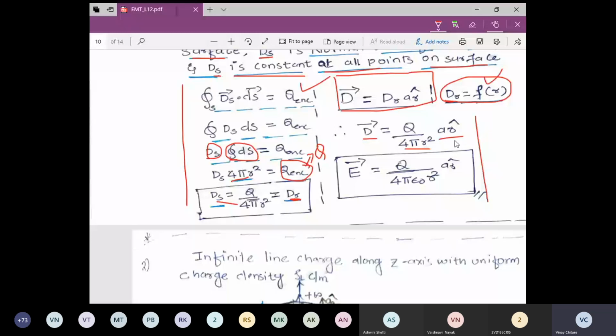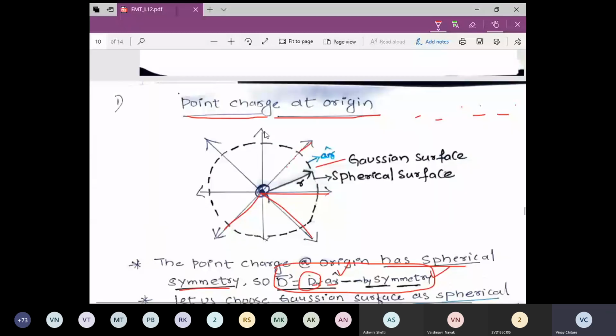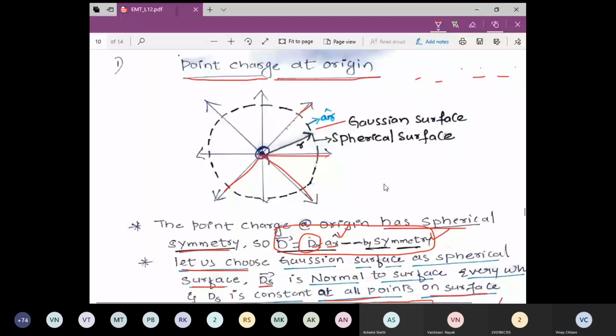And once I know the D field, I can find the electric field, which is Q divided by 4 pi epsilon r square a r hat. You can recall that we have also found the electric field due to a point charge when we were defining the electric field, and you could see we got the same answer. Now we have found it using Gauss's law.